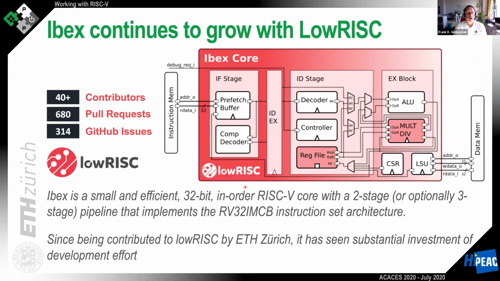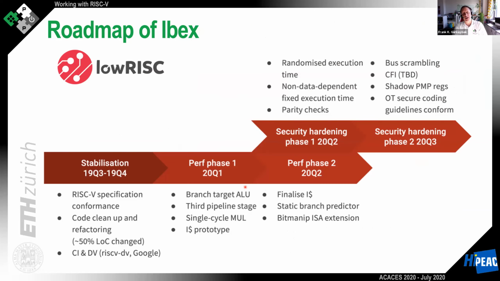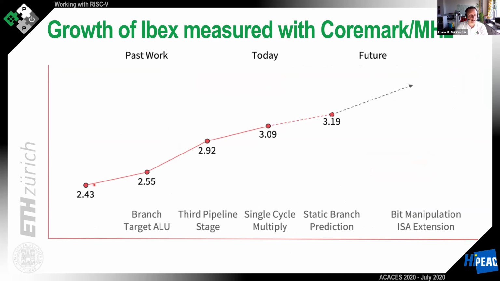I told you, lowRISC has taken over this. They've put significant resources into making a better core from it. And you can also see they have plans, a roadmap, for how to work on it. You can already see where they took it over: the CoreMark per megahertz, a measure of how efficient the core is, was at 2.43. And they are currently at 3.